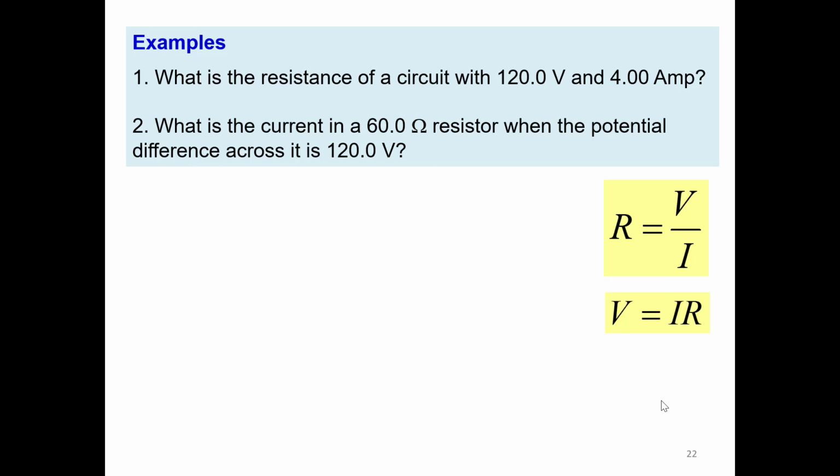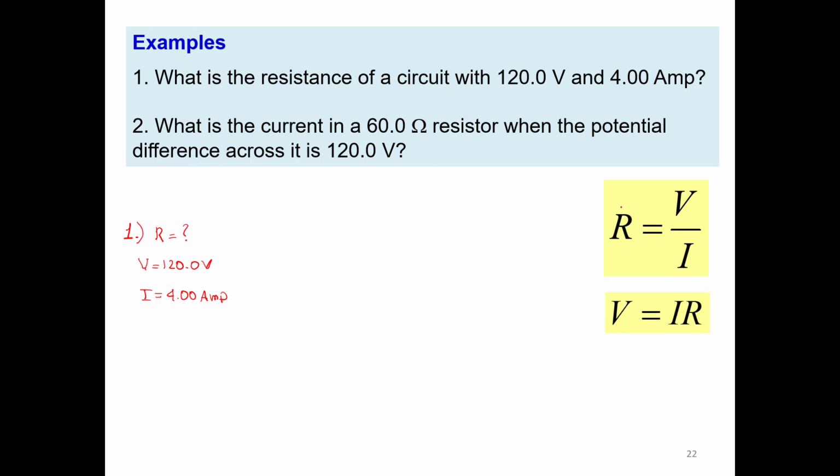Now let's apply the equation that correlates resistance, voltage, and current to solve these two problems. In the first problem, we want to know what is the resistance of a circuit with 120 volts and 4 ampere. Then in the first problem, we want to know what is the resistance if the voltage is 120 volts, and by the units this 4 amp, we know this corresponds to the current. Then this is 4.00 amp.